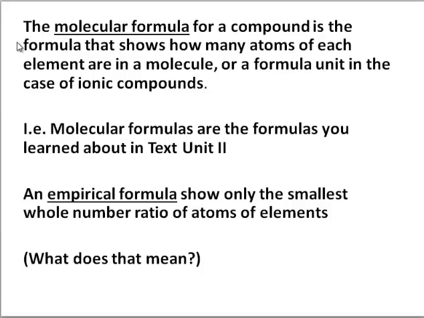Now on to a discussion of formulas. The molecular formula for a compound is the formula that shows how many atoms of each element are in a molecule, or in a formula unit in the case of ionic compounds. In other words, molecular formulas are the formulas you learned about in Text Unit 2. An empirical formula shows only the smallest whole number ratio of atoms of elements. So how is that different from a molecular formula?